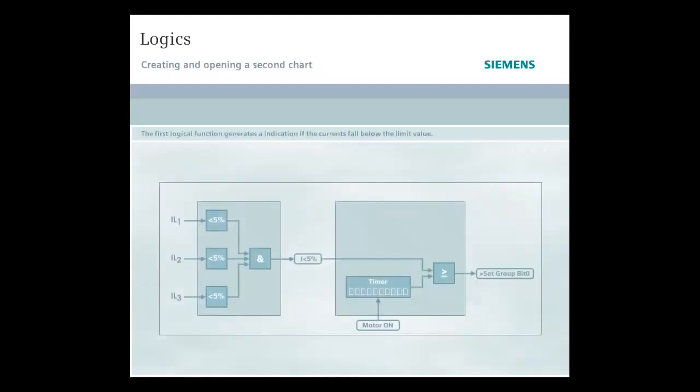The first logical function that we have just configured now generates a user-defined indication if the currents fall below the limit value. This indication is transferred to a second logical function, which then uses it together with the expiry of the specified time span as the criterion for the switchover.